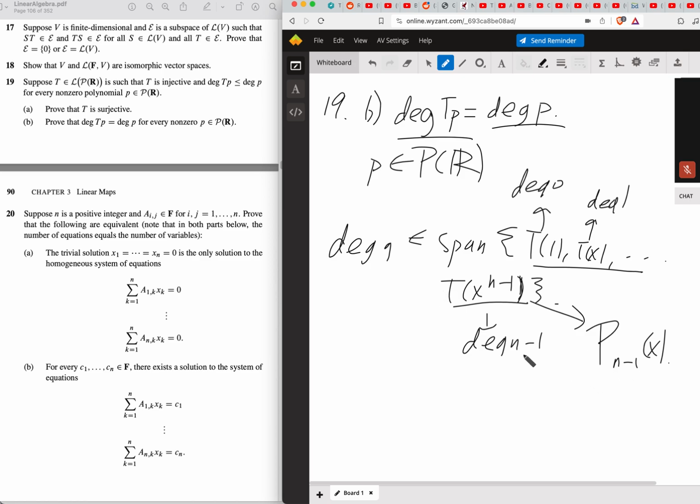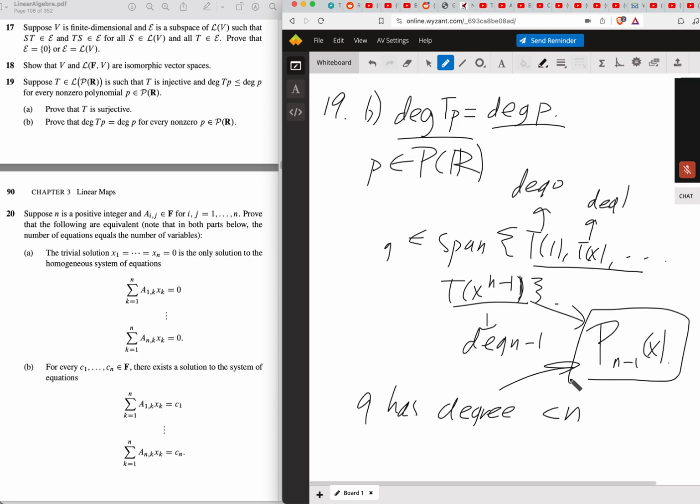But so Q, whatever it is, must be in this space because Q has degree less than n. So in fact, it must be in the polynomial space of dimension n. That's a problem because T is injective, right? If you can find a linear combination c1 T(1), etc., through c_{n-1} T(x^{n-1}) such that they equal Q, then that's a problem because this is equal to c_n T of x to the n.